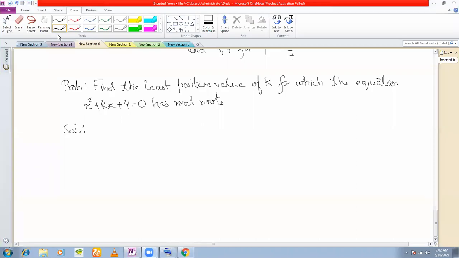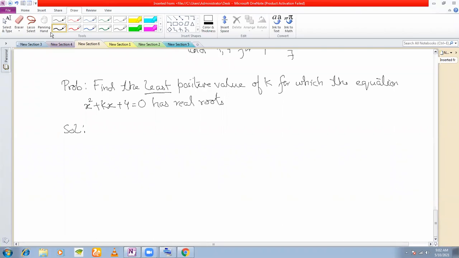Now, if you read the question properly, you will see that the question is to find the least positive value. What does least positive value mean? There is no particular value. That means you will get a set of values of k, from which you will have to choose the minimum value of k so that this equation will have real roots.